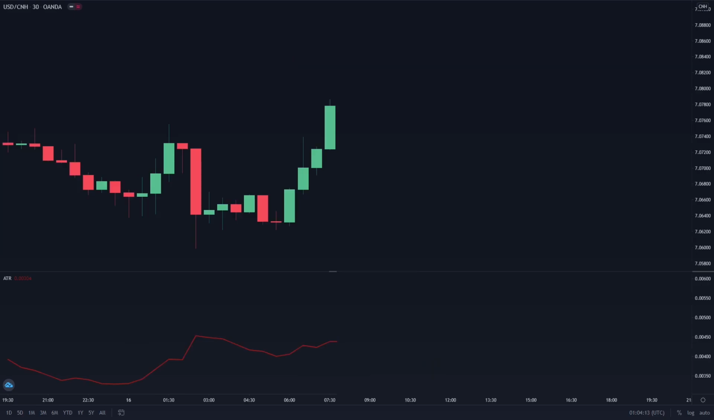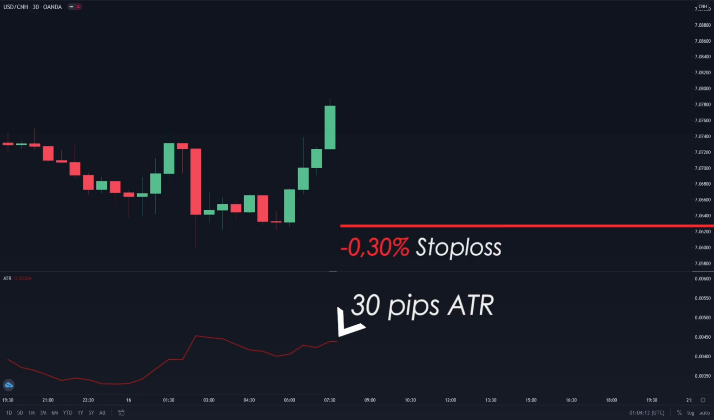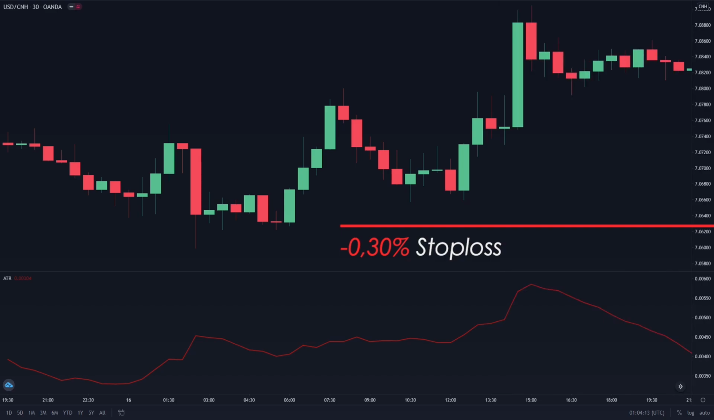So, back with our first example. If you actually placed your stop loss based on the ATR, which is around here, instead of just making up a random number, it wouldn't have closed the trade too early and you would still participate in this rally.